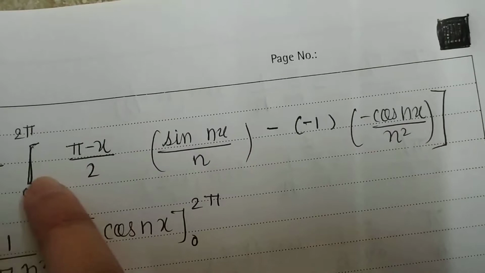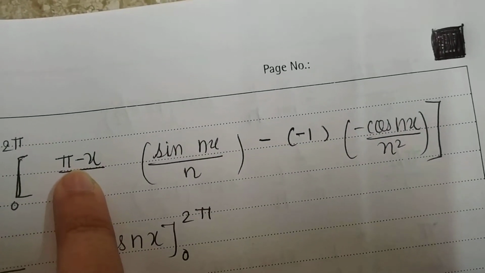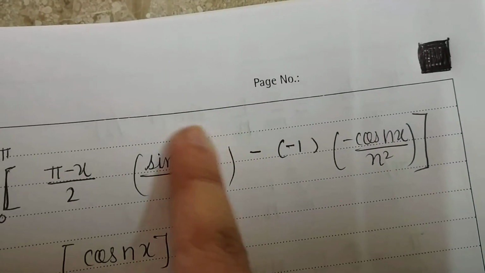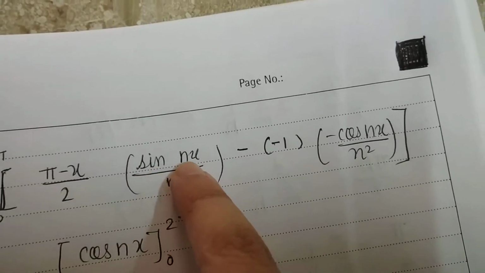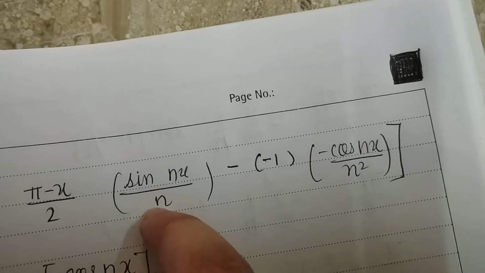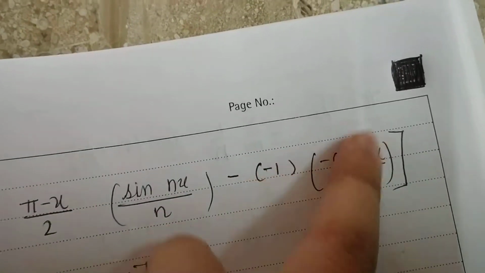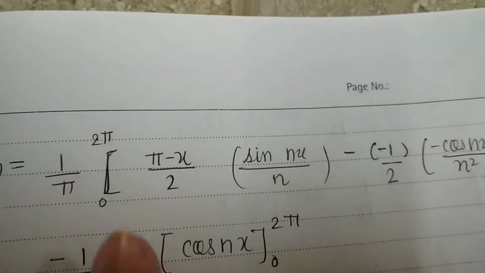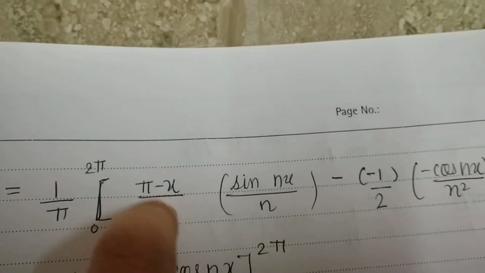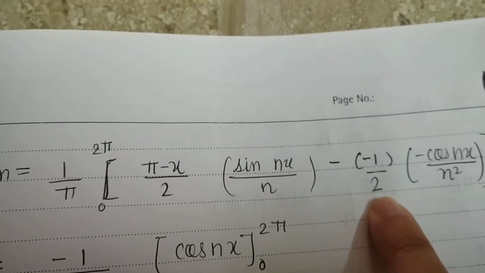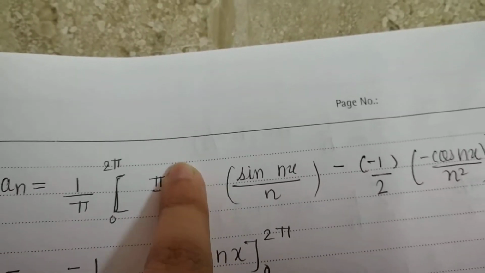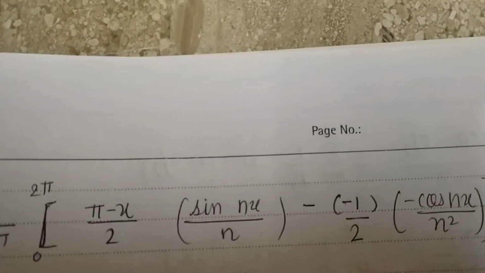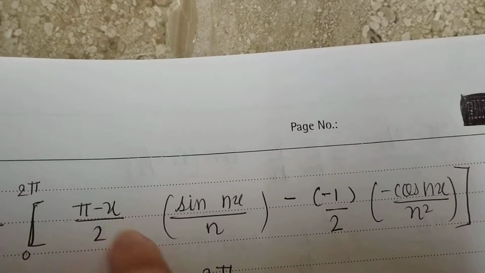Minus differentiation of this term, that is minus 1 into the integration of this term, that is integration of sin nx is minus cos nx divided by n because this is already there, and by chain rule again into n, so it will be minus cos nx divided by n square. A correction: differentiation of (pi minus x) by 2 is minus half. Because pi by 2 is a constant, it becomes 0 on differentiation, and differentiation of minus x by 2 will be minus 1 by 2.